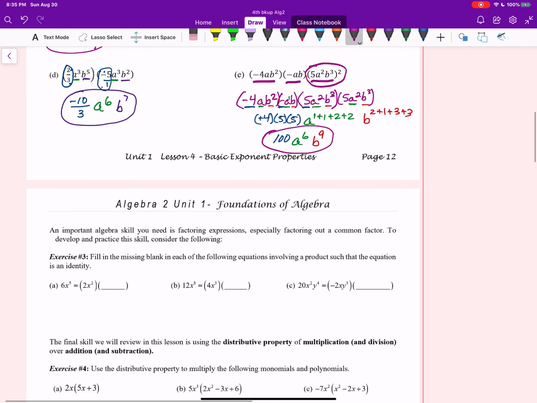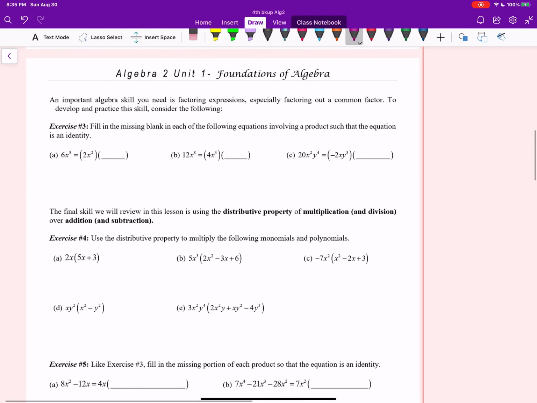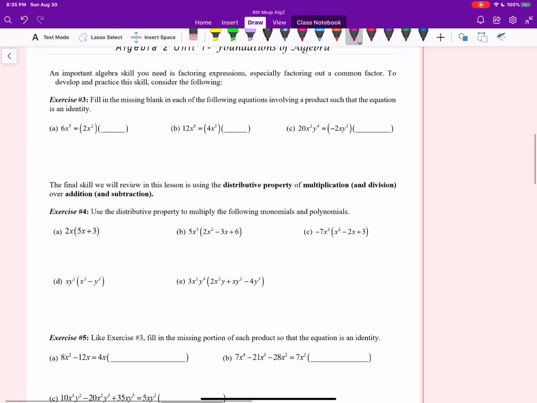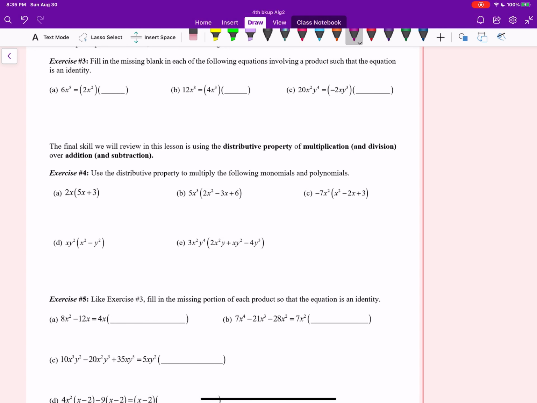Okay, next we want to start with an end result and go backwards. So we want to fill in the missing blank in each of the following equations involving a product such that the equation is an identity, right? Such that the left-hand side is going to equal the right-hand side. Okay, so our blank is here on the right-hand side.